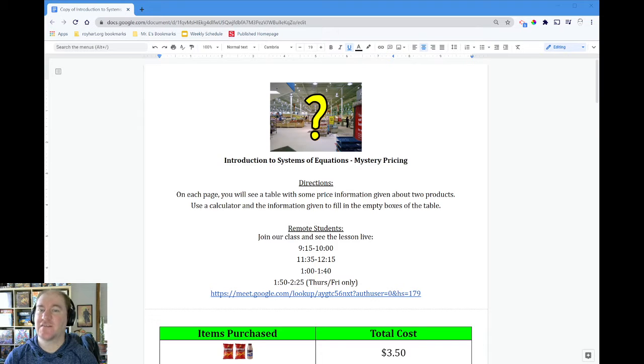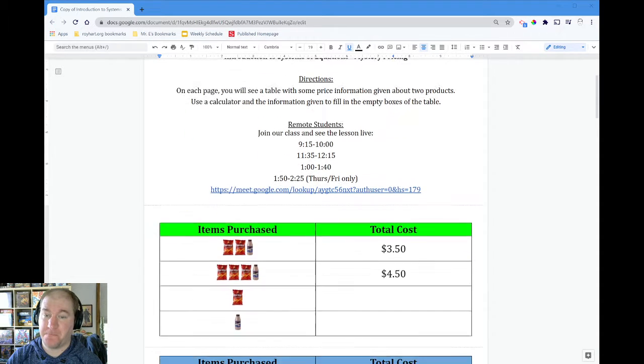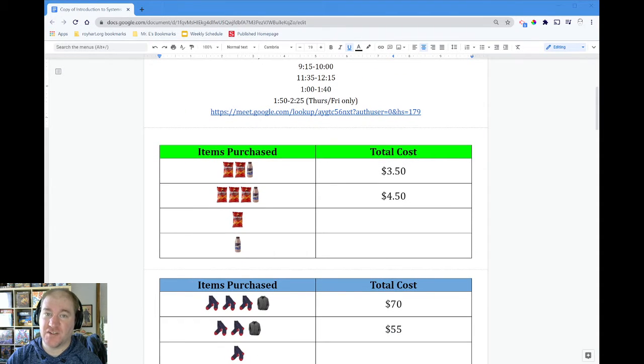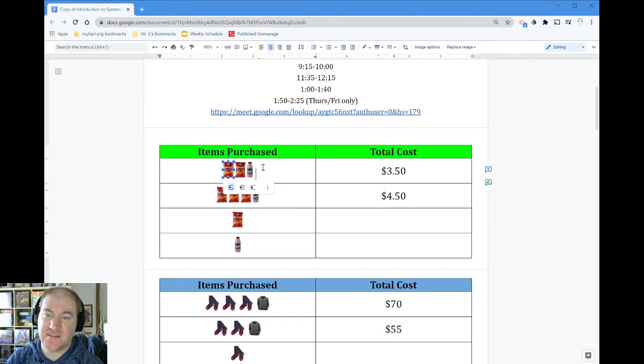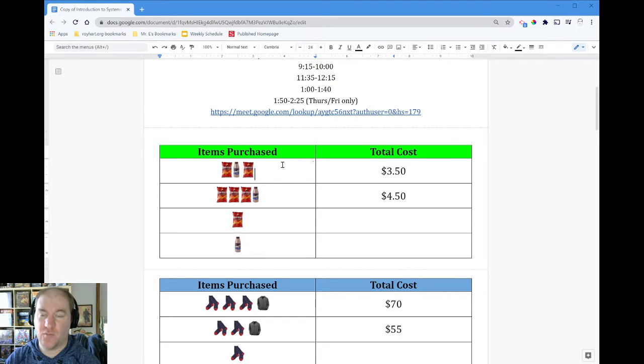In this video, let's go through assignment 119, Introduction to Systems of Equations, Mystery Pricing. So this first question here has the one with the green box. The first row shows that 2 bags of Doritos and 1 milk is $3.50, and 3 bags of Doritos and 1 milk is $4.50. And they want to know how much 1 bag of Doritos is.